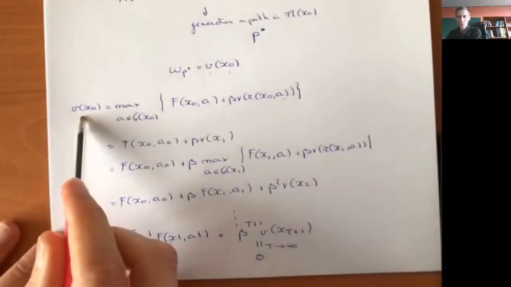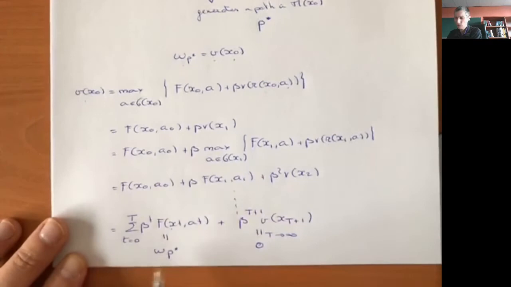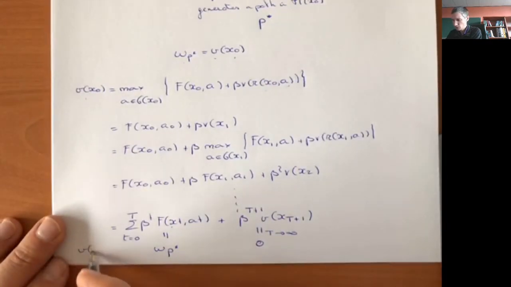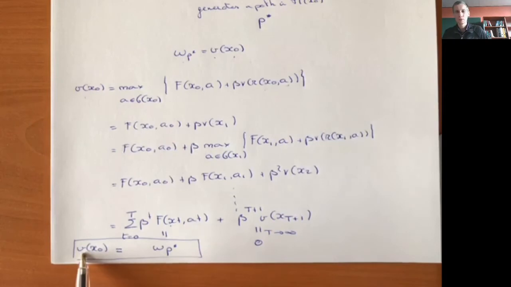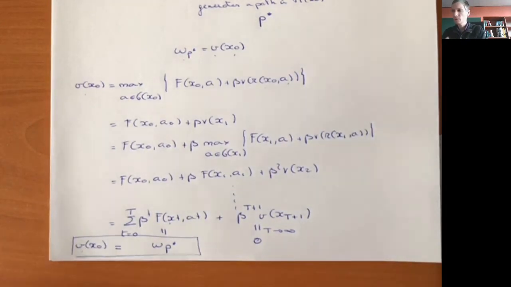Okay, so this is a fixed number. It's equal, I can take the limits, right? So v of x0 is equal to wp star. Right, so not only is the Bellman function an upper bound of the infinite horizon problem, it's actually equal to the upper bound, and I can generate a path that generates this value, right?